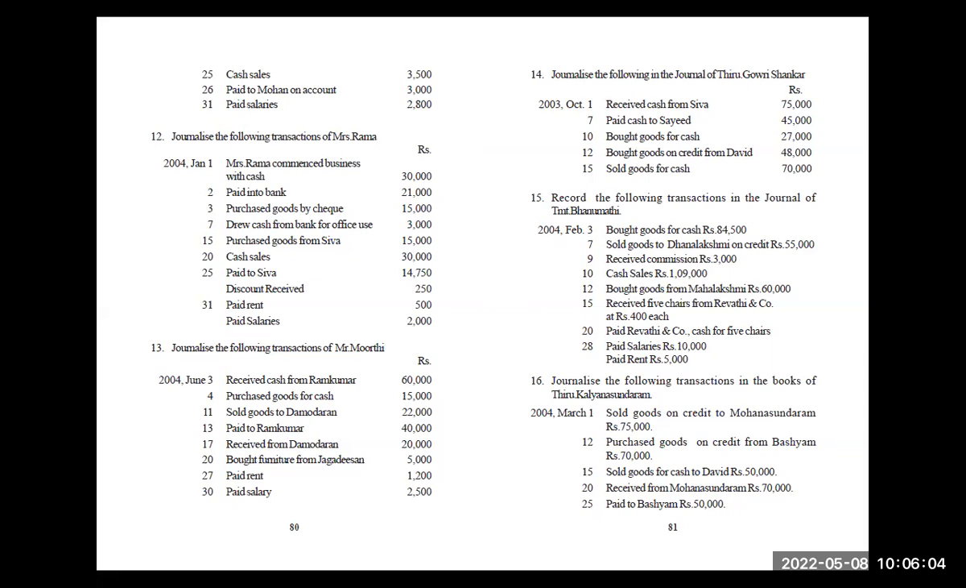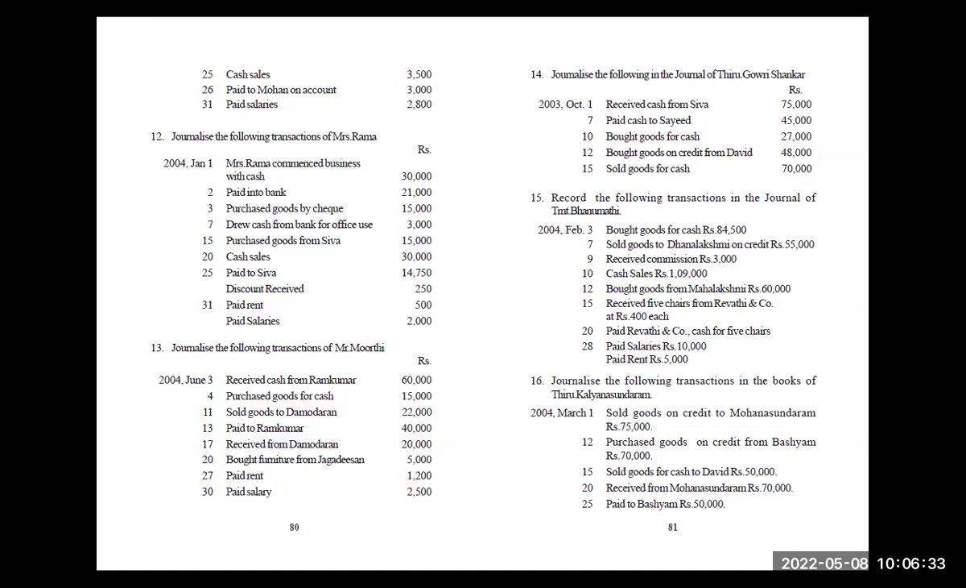How much I have given to you? 900. So cash account debit 900. Discount account debit 100, because it's a loss. Debit all losses and expenses, to the party account 1,000. Okay. Discount allowed is expense or loss. Discount received is income or gain. Okay.